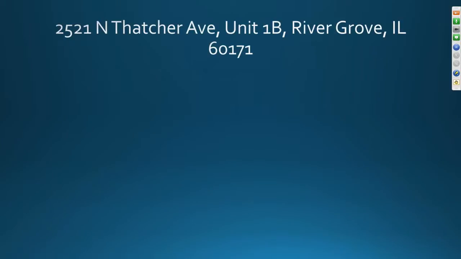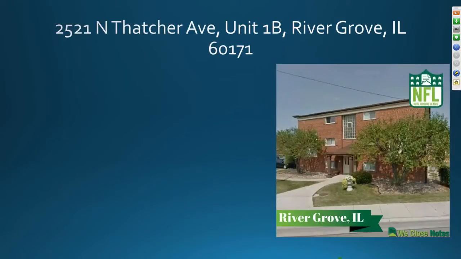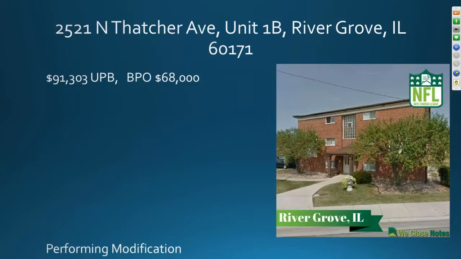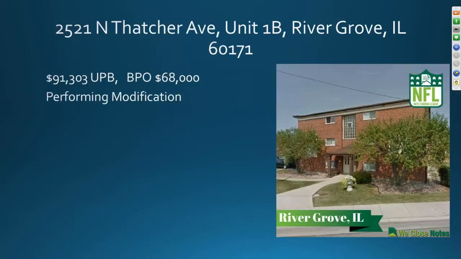All right, this one is a nice-looking property. This is a unit in a multiplex, so it's a condo in this property in River Grove, Illinois, Unit 1B. Photo taken directly from it. I think it's still a fourplex there. BPO came in at 68. A brand new BPO just came in and the sellers already adjusted their price down because the BPO came in less than what they expected. Borrower owes 91 and some change. It's a performing modification. Purchase price on this is 55. They would look for something in the 50s. This is where they really want to be.